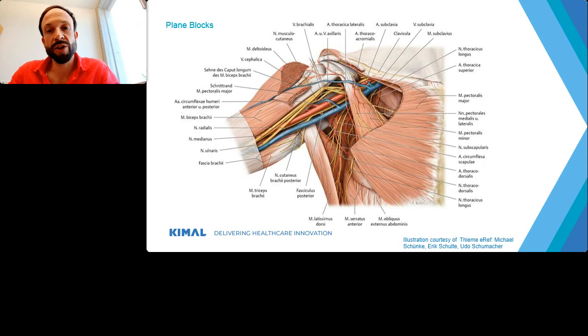These are the structures we're dealing with when we're conducting thoracic wall blocks, so it's back to the plain blocks. Specifically, these are the structures we're addressing with our blocks.